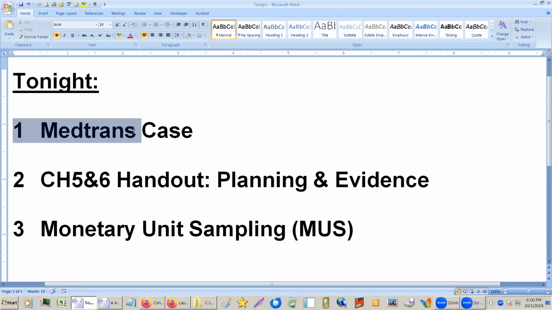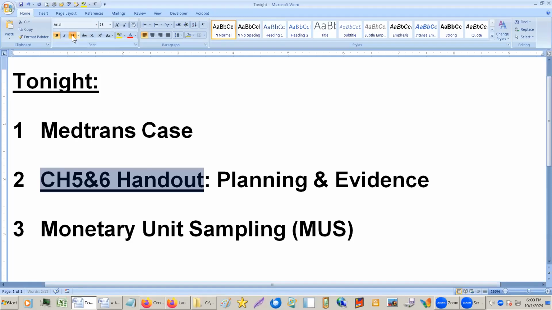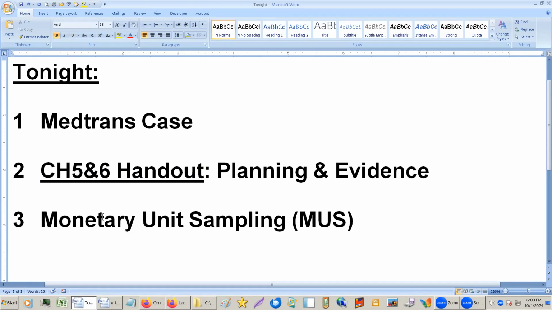Do the Medtrans case first. It's a very important case. Do the chapter 5 and 6 handout. This one is combined. I don't know if I told you that or not before, but anyway, chapter 5 and 6 handout, and then we're going to start on monetary unit sampling. So today, let's start out with the Medtrans case.